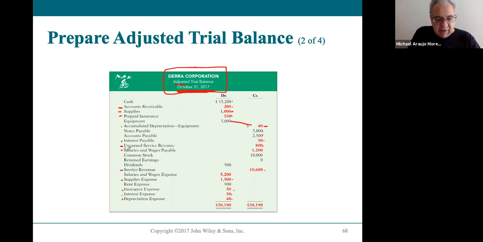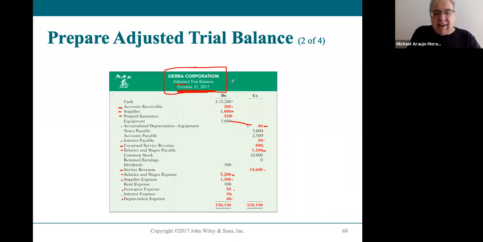The last thing you see here is the salaries and wages payable is affected. Why? Because we adjusted our salaries and wages expense, right, to show that. So all of these numbers that are shown in red simply are there to show you how they're linked to the adjustment process we went through.